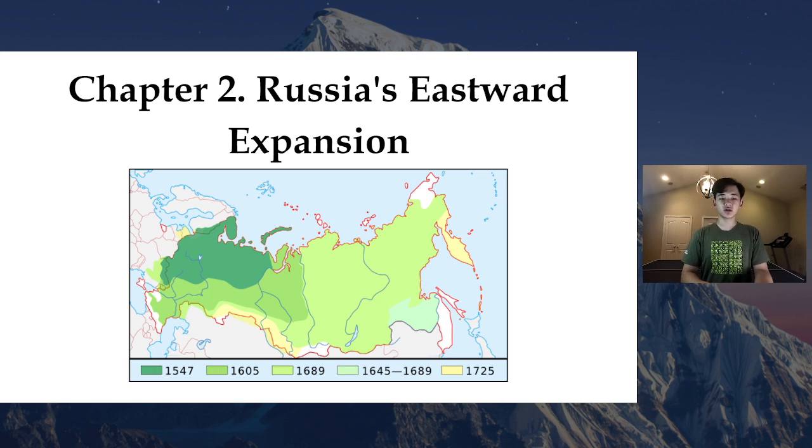Today we'll be starting Chapter 2, Russia's Eastward Expansion, and going over Section 2.1. Here you can see a map of Russia's eastward expansion from 1547 to 1725, which is what we'll be going over for the entirety of this chapter.